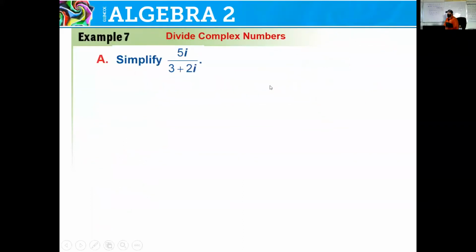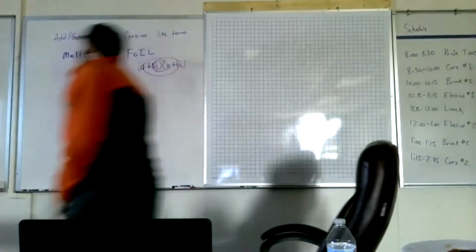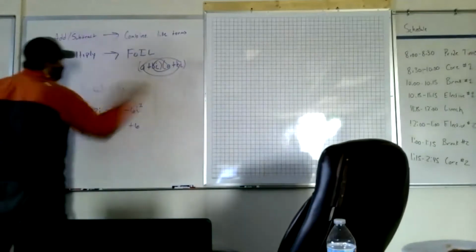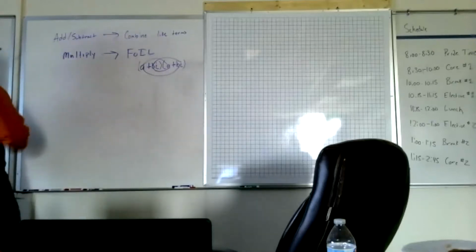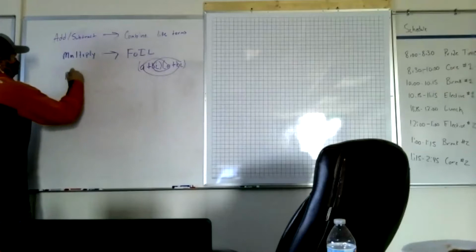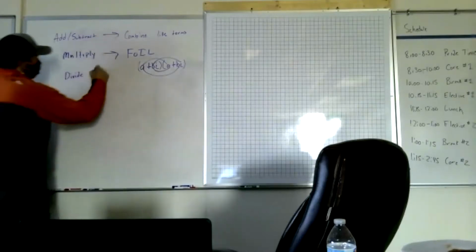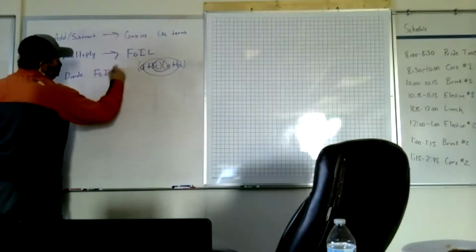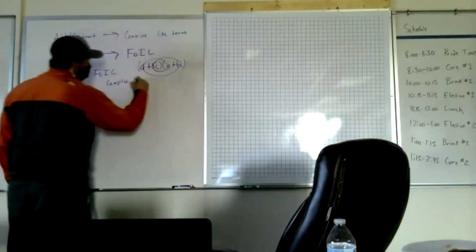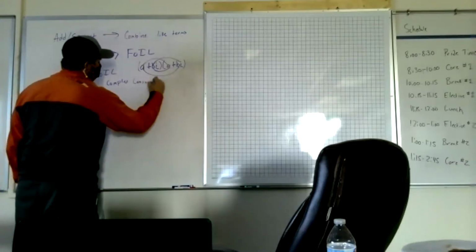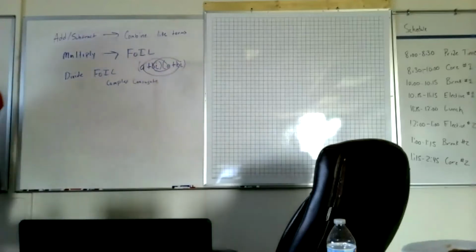Okay, here's where it gets a little complex. Whenever you're dividing, we still use the FOIL process, but we need to do that with the complex conjugate of the denominator, or the bottom term. So divide, still FOIL, but underneath that is the complex conjugate of the denominator or the divisor.